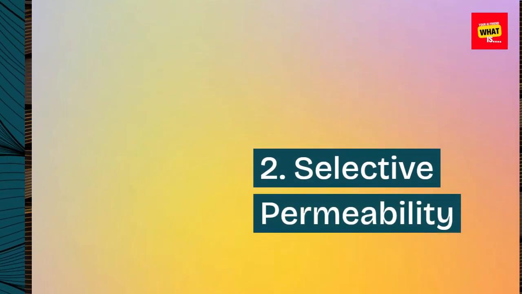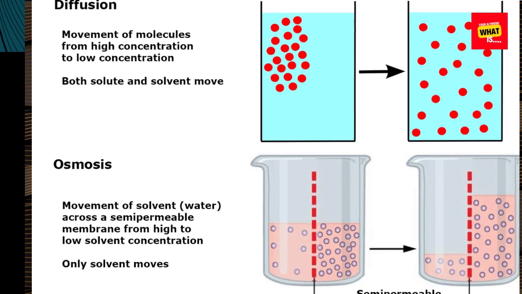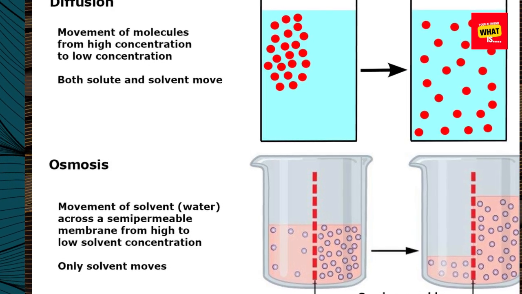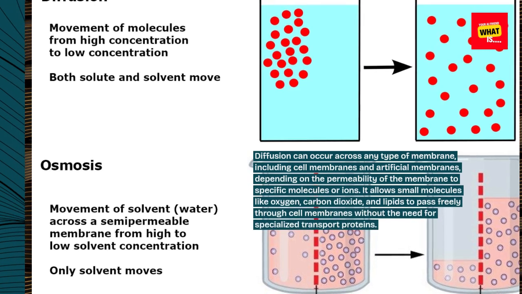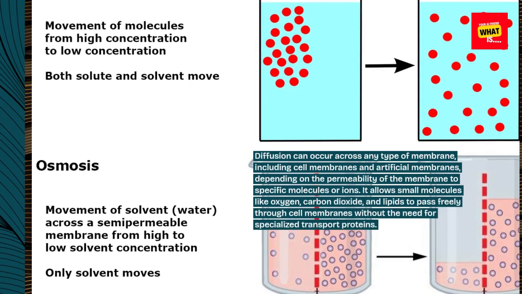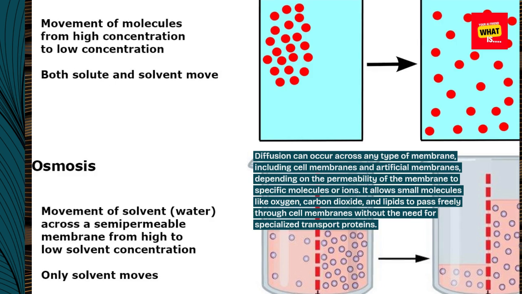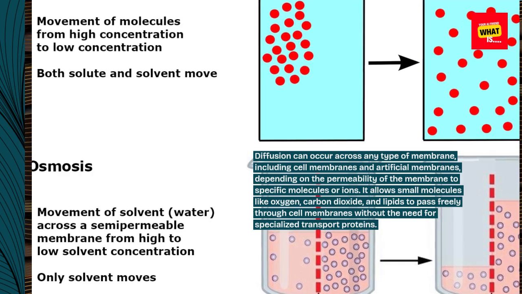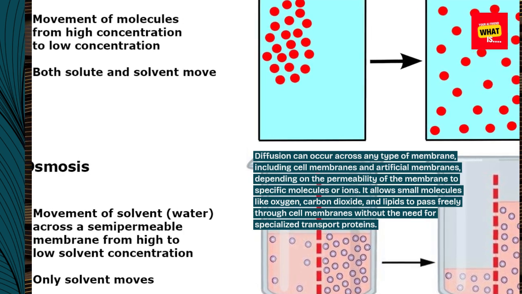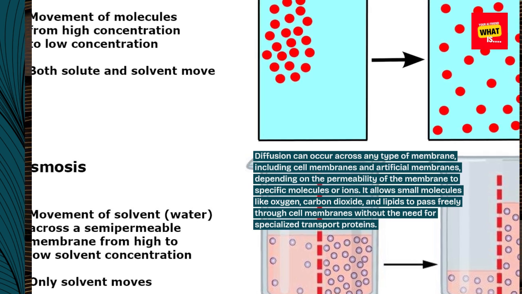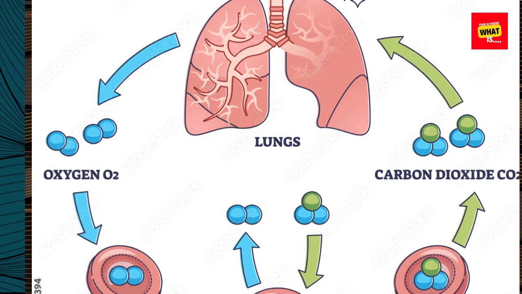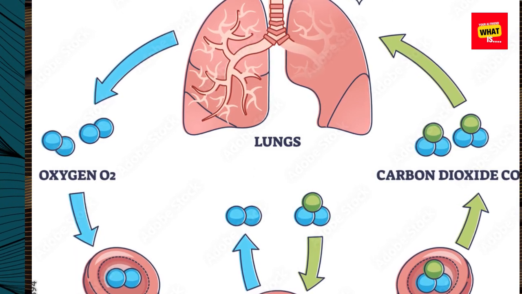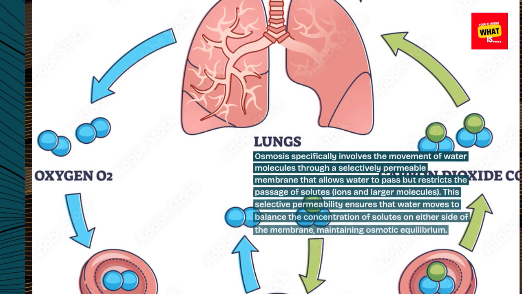2. Selective permeability. Diffusion can occur across any type of membrane, including cell membranes and artificial membranes, depending on the permeability of the membrane to specific molecules or ions. It allows small molecules like oxygen, carbon dioxide, and lipids to pass freely through cell membranes without the need for specialized transport proteins.